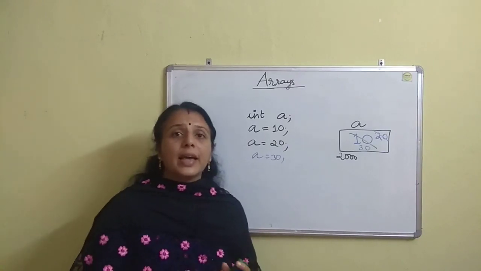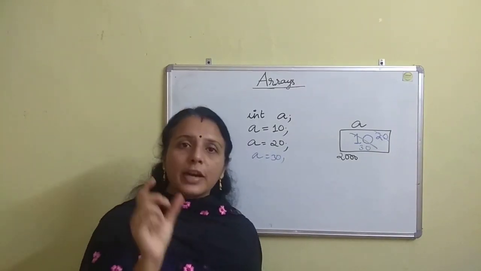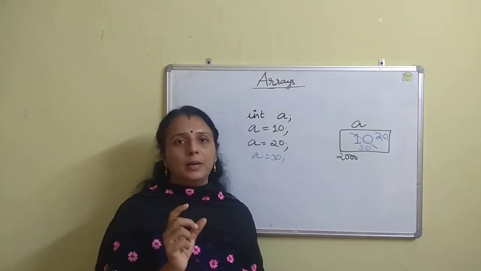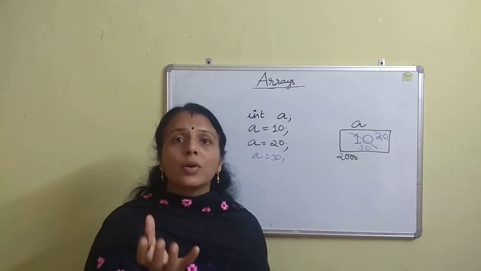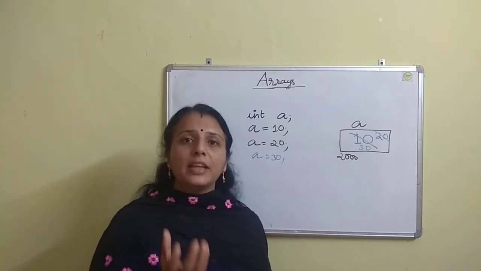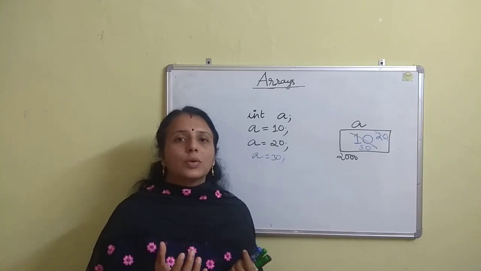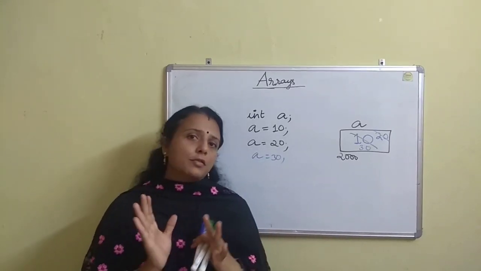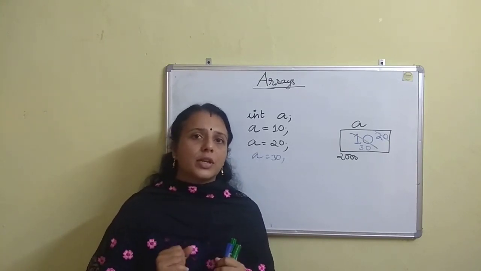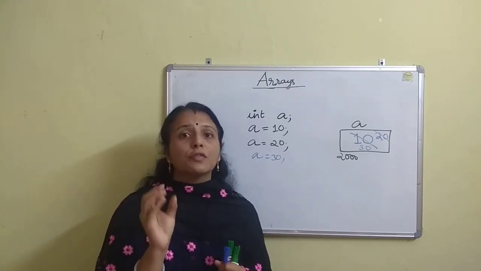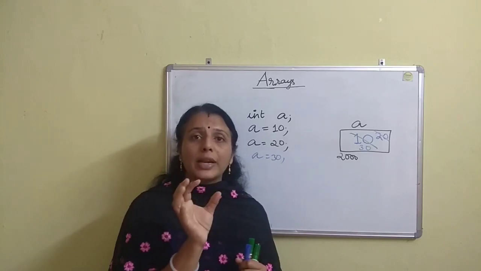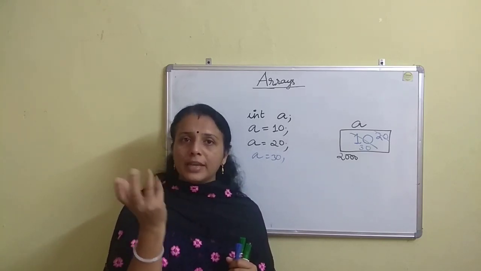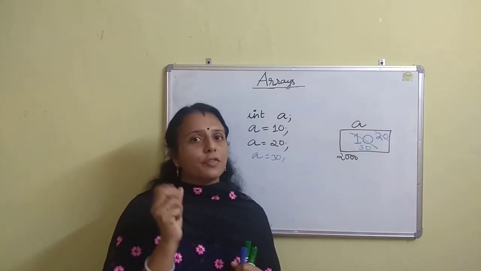So that means at a time you can store only one value inside a variable. At a time, a variable can hold only one value. That is the main drawback of a variable. Suppose you want to store 5 subject marks of a student. Then you are going to use 5 different variables for holding the subject marks of a student.